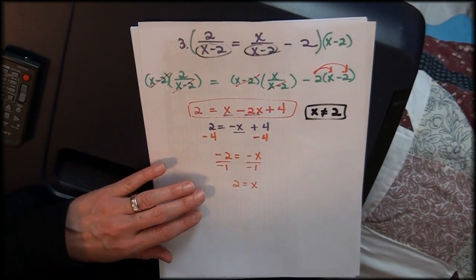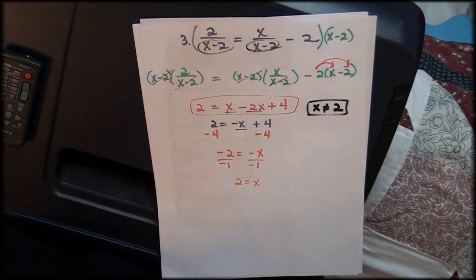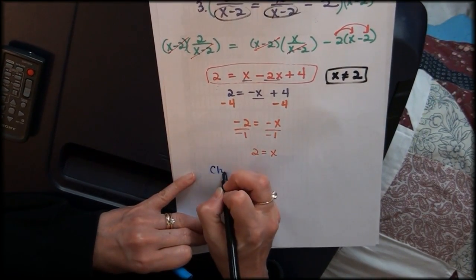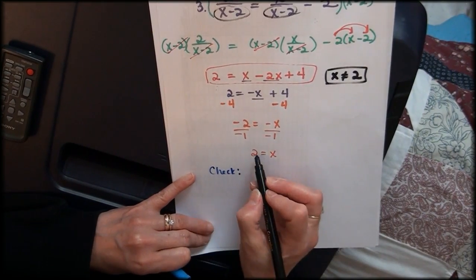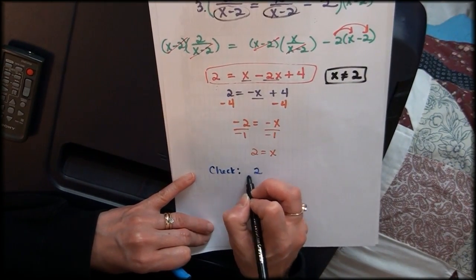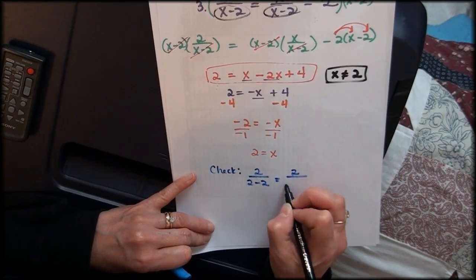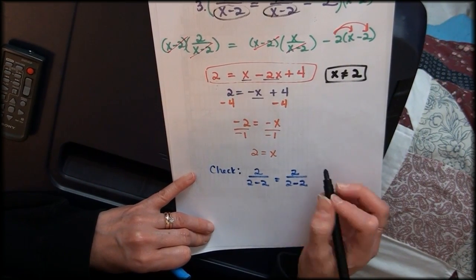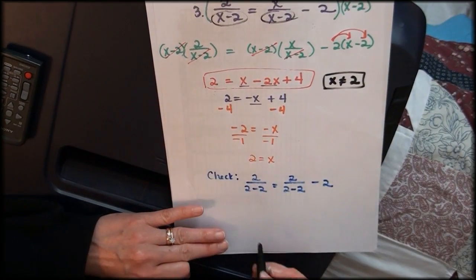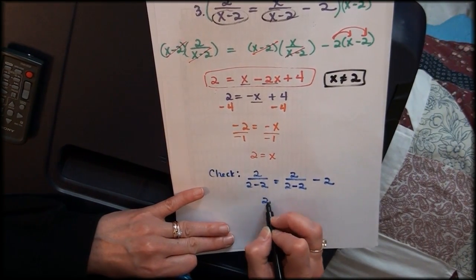So that can't happen. If I was to go and check this, and I put this 2 up there where I see an x, then what happens is 2 minus 2 is 0.